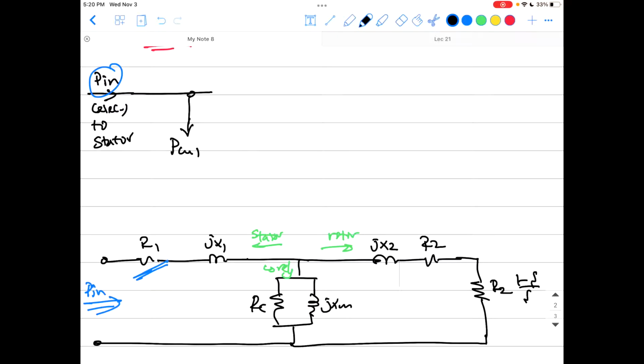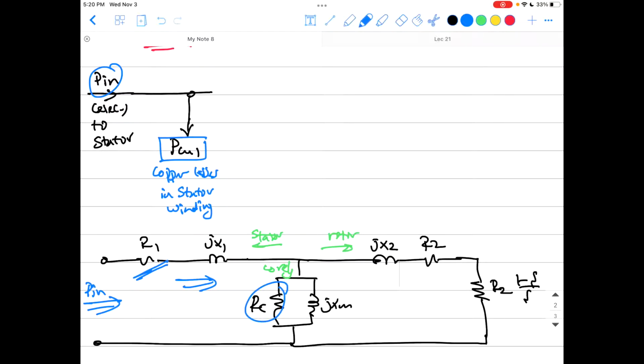We call this P copper 1, okay? That is the copper losses in the stator winding, okay? Because those windings have resistance to the current passing through them, so you will have some power losses just trying to overcome this resistance. And this happens to be a thermal effect, heating up this winding, okay? And the rest of the power just goes on further inside here.